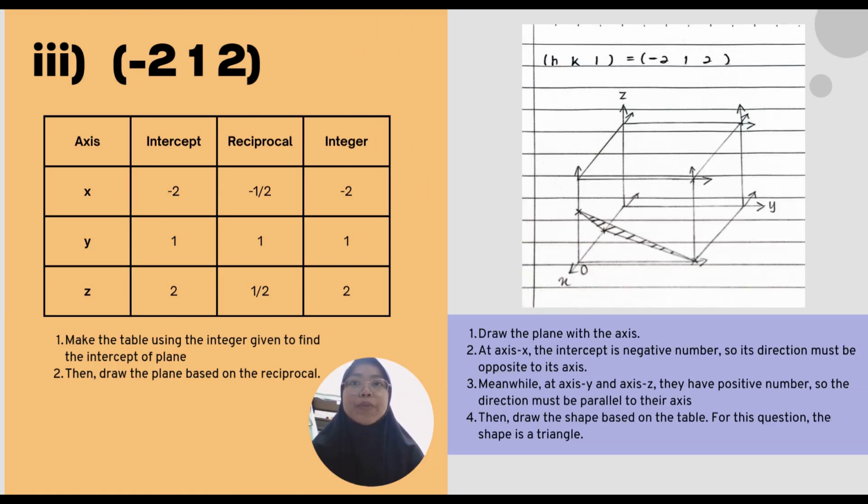The first step is to make the table using the integers given to find the intercepts of the plane. Then, draw the plane based on the reciprocals. After that, draw the plane with the axes. At axis x, the intercept is a negative number, so its direction must be opposite to its axis. Meanwhile, at axis y and axis z, they have positive numbers, so the direction must be parallel to their axes. Then, draw the shape based on the table given. For this question, the shape is a triangle.